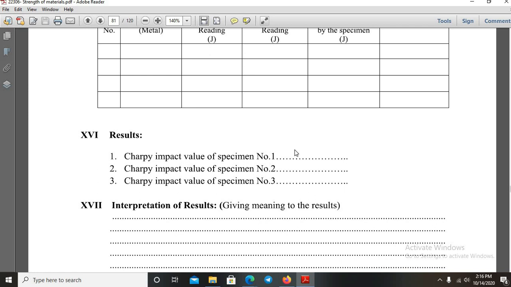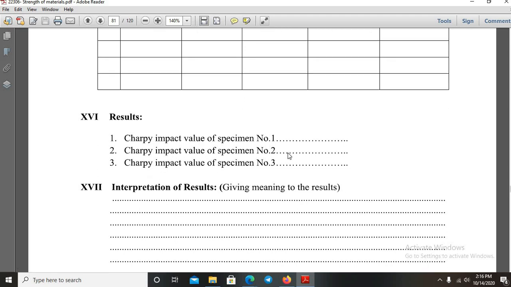ओके, आपल्याला MS ची व्हॅल्यू मिळते 159 जूल, ॲल्युमिनियमची व्हॅल्यू स्पेसिमेन नंबर 3 ॲल्युमिनियम आहे आपला, त्याची व्हॅल्यू आहे 54 जूल आणि स्पेसिमेन नंबर 1 विच इज ब्रास, त्याची व्हॅल्यू आपल्याला मिळेल 28 जूल्स. सो हायर व्हॅल्यू कुणाची, सो द हायर व्हॅल्यू इज ऑफ MS, second to that is of aluminium and third will be of that of brass. So in interpretation of result what we will write, we'll write that charpy impact value of MS is greater than the charpy impact value of aluminium which is greater than the charpy impact value of brass.